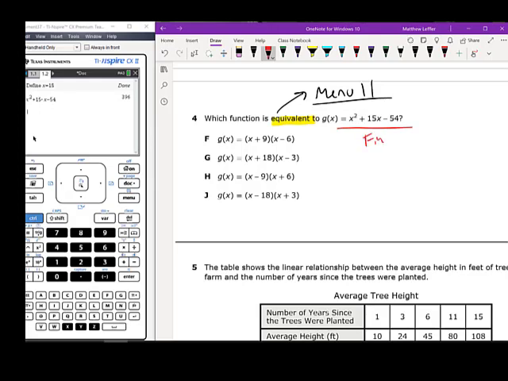Then we gotta find the match to 396. Well, we know it's not F. Let's see if you can figure it out. G, H, or J. Find the match.